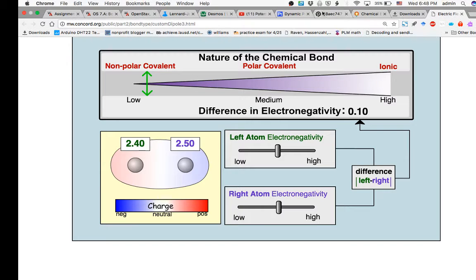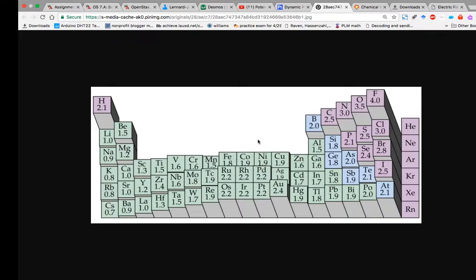Here's another example. Where's lead? Where's PB? Here it is. Lead is a metal, 1.9. And chlorine, 3.0. Lead, chloride, metal, non-metal. It should be an ionic bond, but lead chloride does not dissolve in water. Well, it does. A tiny bit dissolves in water, but you can hardly notice that.